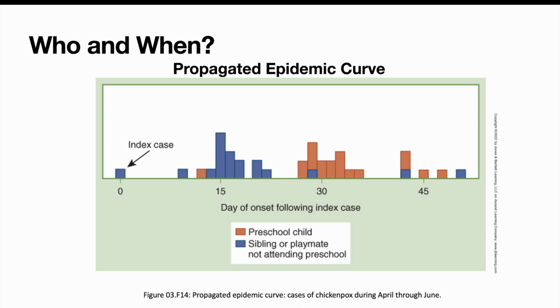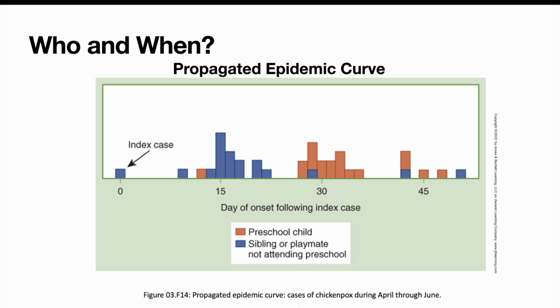This one is a propagated epidemic curve, and this one happens to answer the question who as well as when. So this is cases of chickenpox during April through June. And we see our index case right there at 0. That was a sibling or playmate that was not attending preschool. Someone else got it maybe a week and a half later.